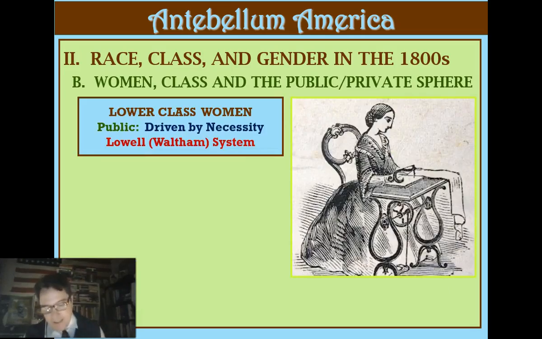Well, for women in the early 19th century, there were very few opportunities to cross into the public sphere, but there were some. These included the Waltham system, sometimes called the Lowell system because it was introduced in a textile mill in Lowell, Massachusetts, which welcomed poor girls and women to work in the mills.